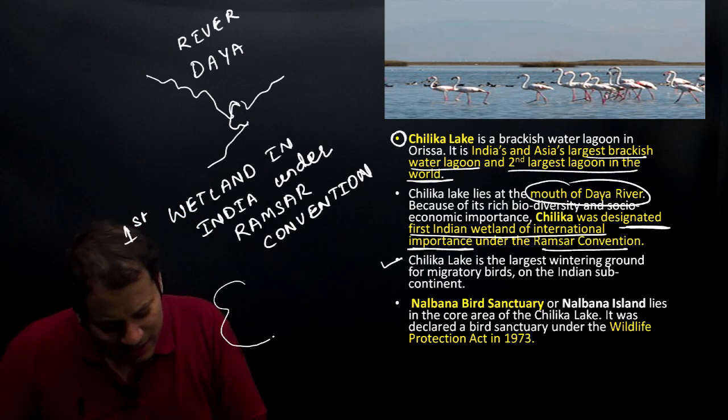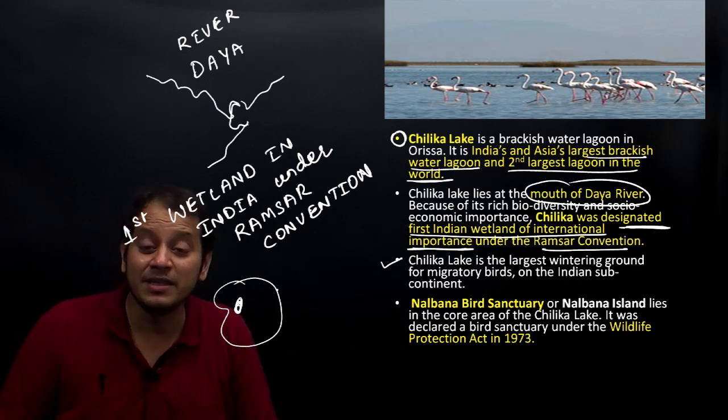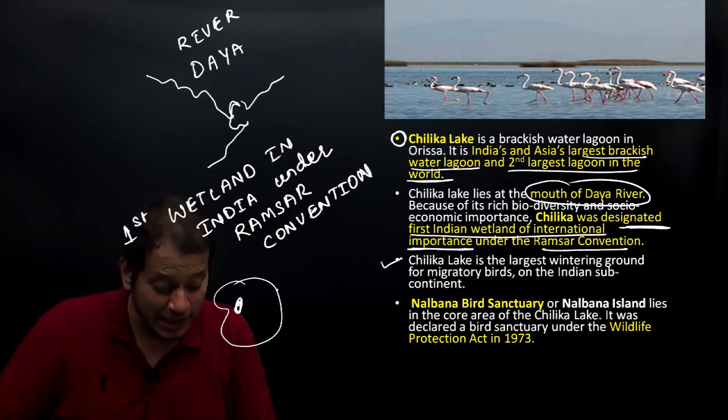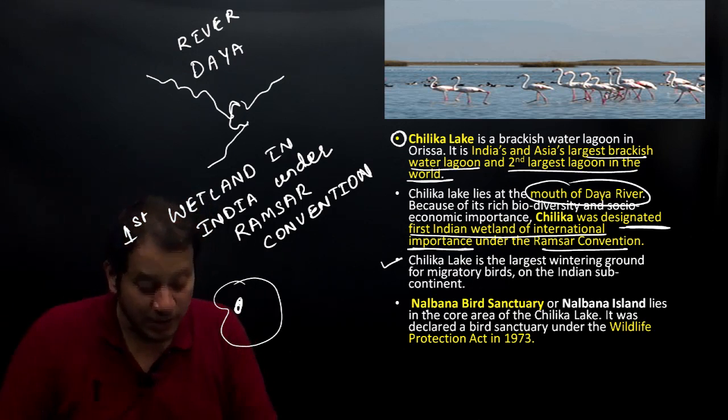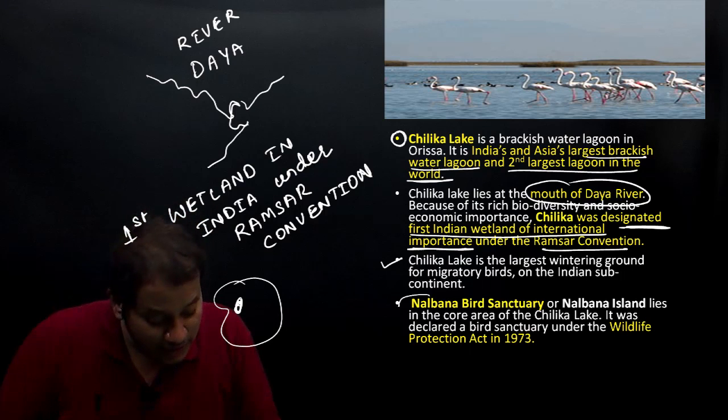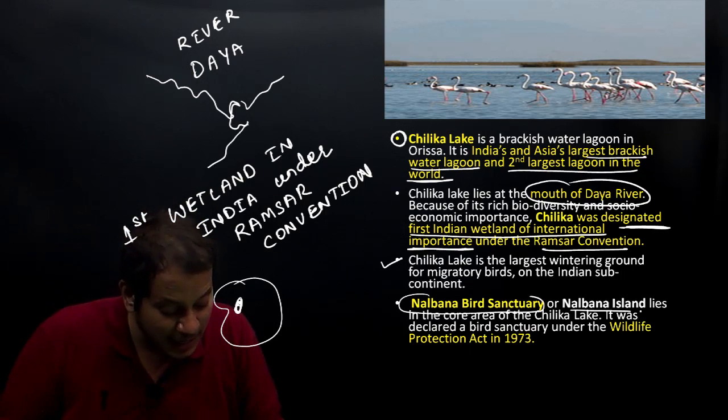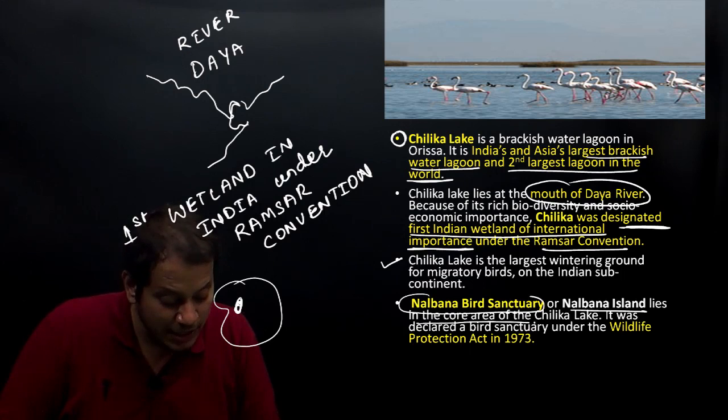If this is the entire Chilka Lake, one important area within it is known as the core area. It is made a bird sanctuary, and the name of that bird sanctuary is Nalbana Bird Sanctuary, or Nalbana Island, which lies in the core area of the Chilka Lake and is declared as a bird sanctuary.